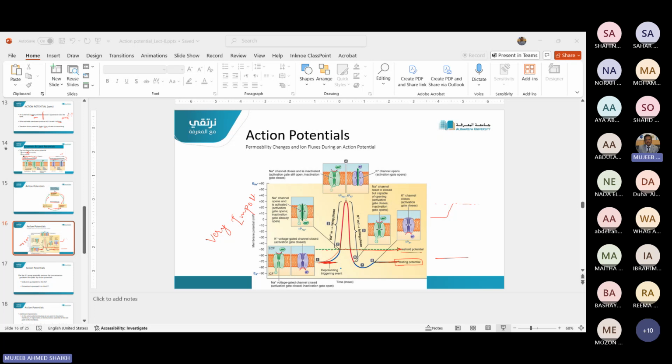So this is an action potential. If you stimulate the cell here, then you will find the action potential. If you stimulate it at this point, you will have the start of the action potential. The second stimulus comes soon after the first one. This is number one, this is number two.